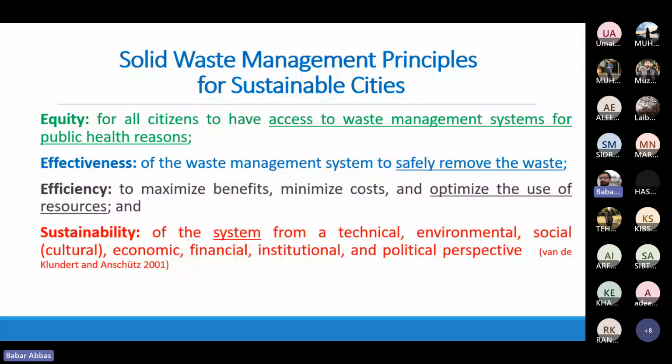Efficiency is to maximize benefits, minimize costs, and optimize the use of resources. Above we had performance, and now below, efficiency is in terms of reducing the cost of waste management and maximizing the benefits. So that would depict the input and output, and it would be related to the efficiency of the system. Then comes the sustainability of the system from a technical, environmental, social, and economic perspective. Financial, institutional, and political perspectives may also be considered for the sustainability of the solid waste management system in a particular region.